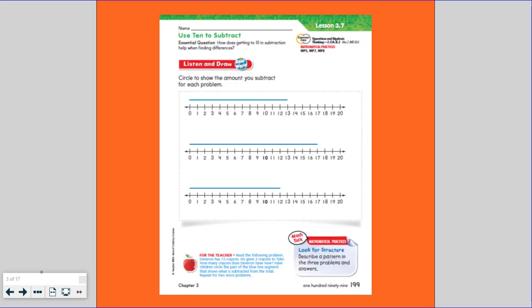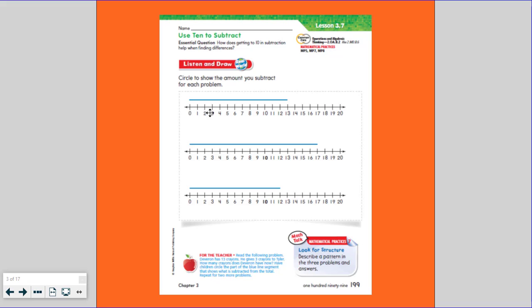And our question for our listen and draw says, Deveron has 13 crayons. He gives 3 crayons to Tyler. How many crayons does Deveron have now? So that's what we're going to try to figure out today. Okay, and so to do that, it says in the directions, circle to show the amount you subtract in each problem. Okay, so we've got this blue line.